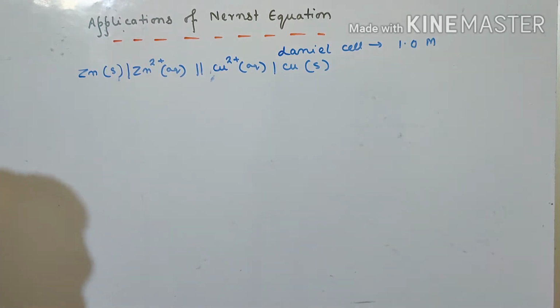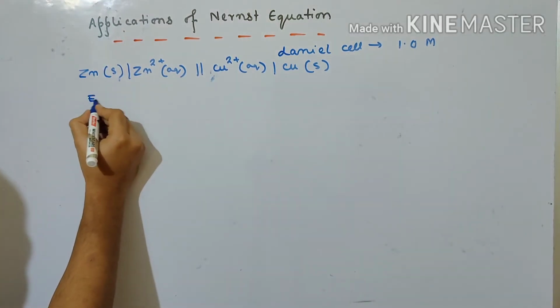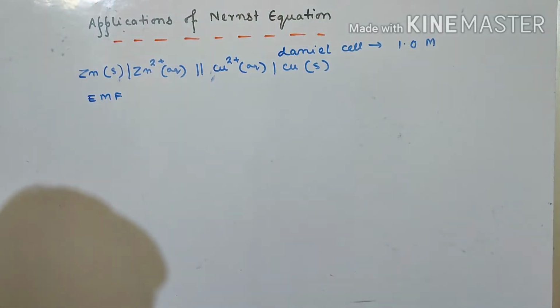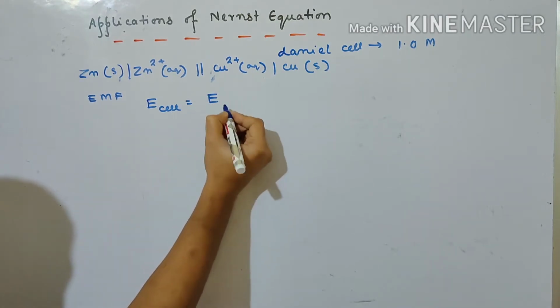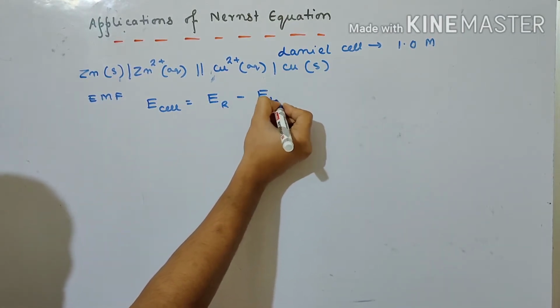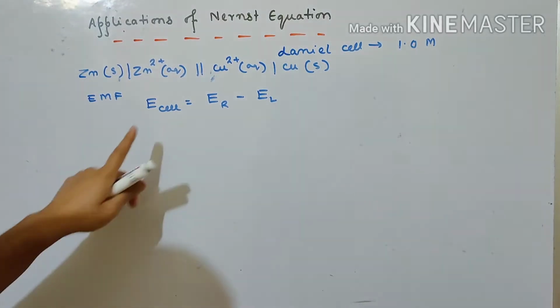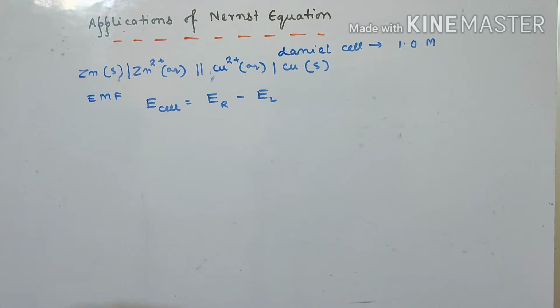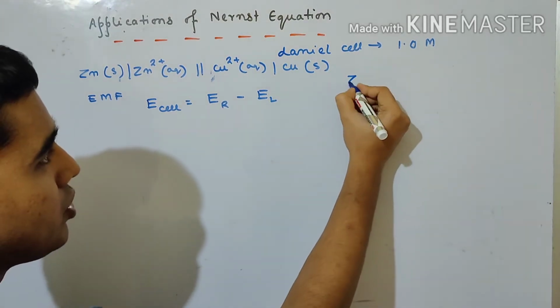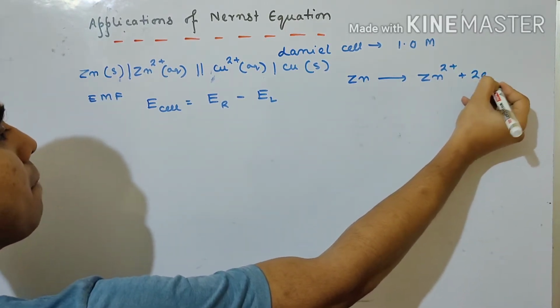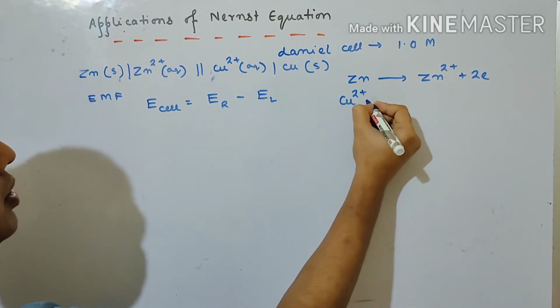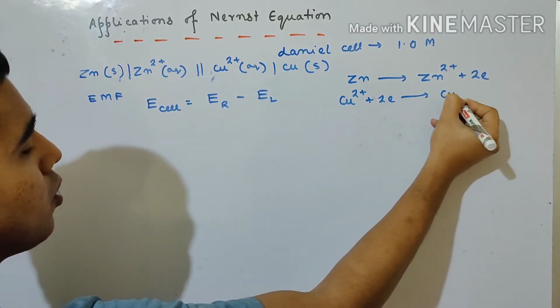Now, if we need to find out the EMF of the cell, the EMF of the cell or E cell should be ER minus EL. Remember, the standard state is not mentioned, so we are not calculating E0, we are actually calculating E. In the electrodes, these are the two reactions happening simultaneously: Zn gives rise to Zn2+ plus 2 electrons, Cu2+ plus 2 electrons gives rise to copper.